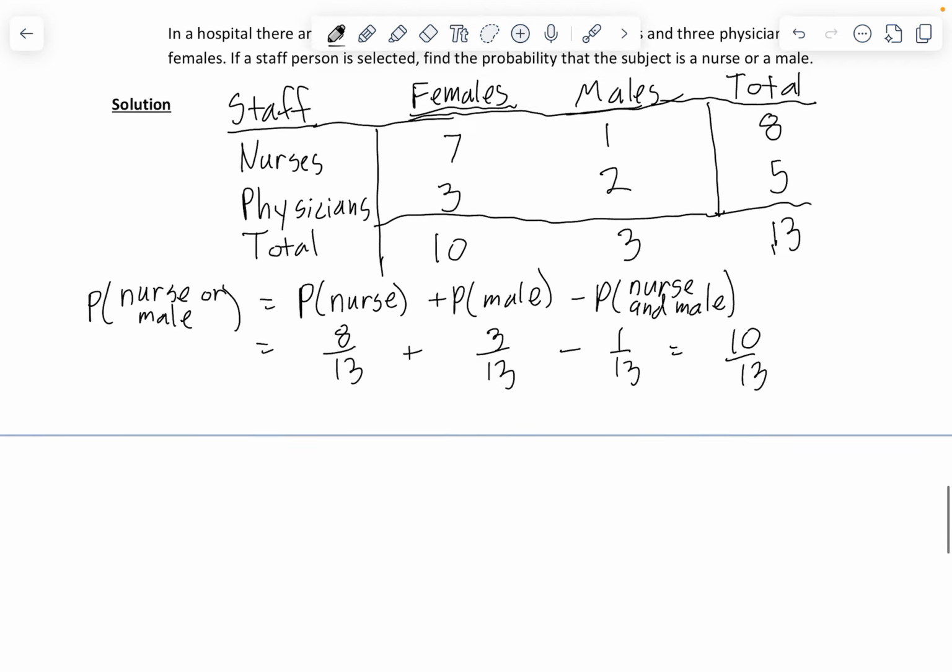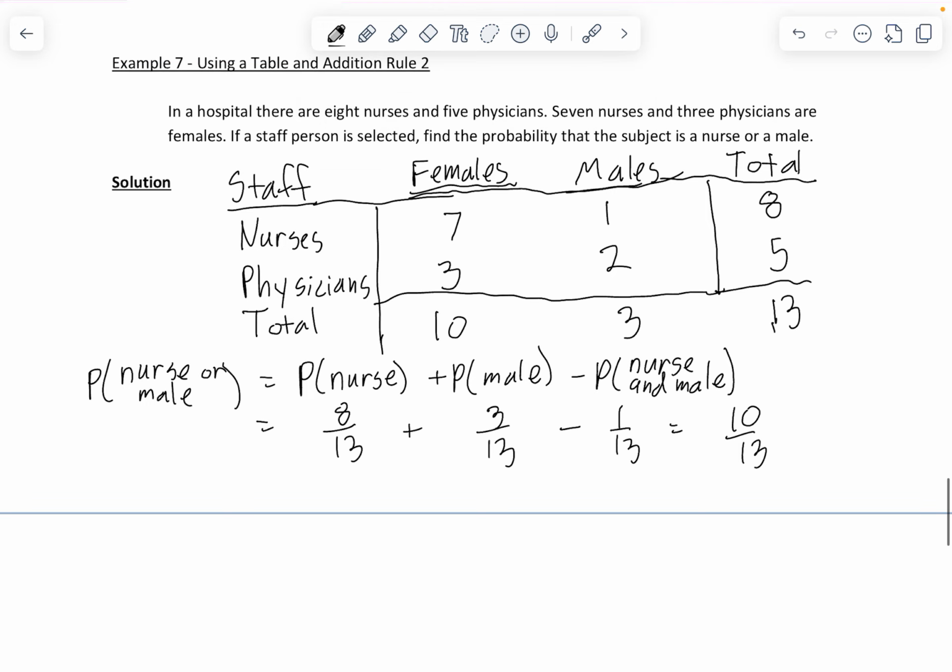Okay, so that's it for this video. So those are some really helpful formulas for finding the probability of one event happening or the other. One version of the formula works for mutually exclusive events, and the other one works for any events, including events that are not mutually exclusive.